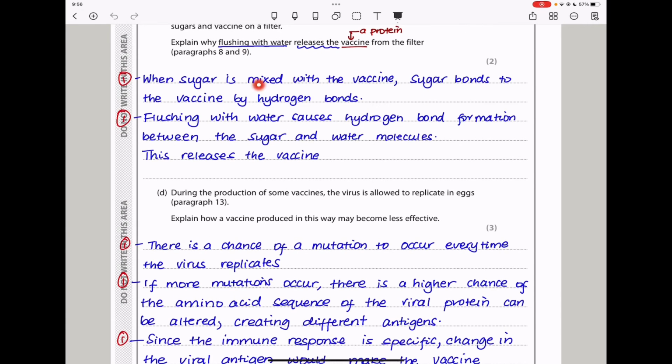I said when sugar is mixed with the vaccine, sugar bonds to the vaccine by hydrogen bonds. Flushing with water causes hydrogen bond formation between the sugar and the water molecules. So this means the sugar will detach off from the vaccine, and so the vaccine will be released.